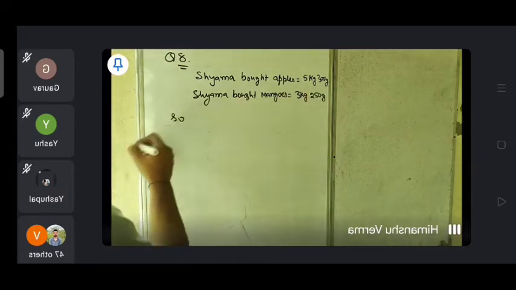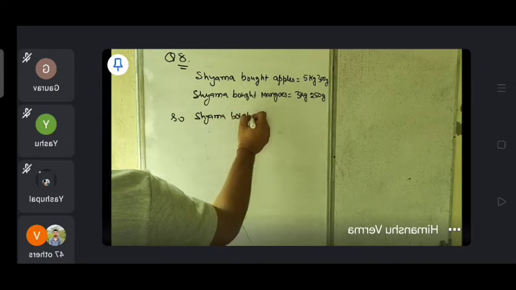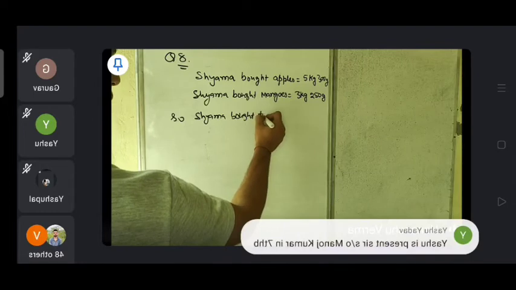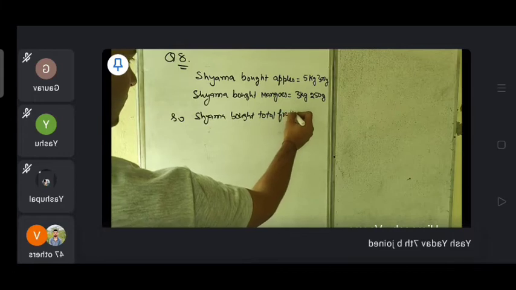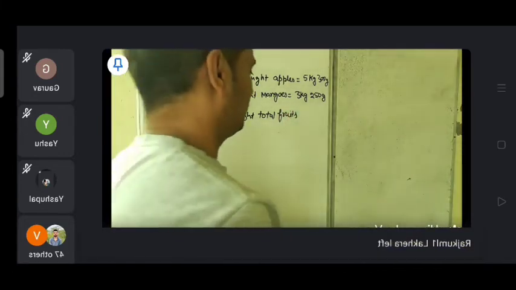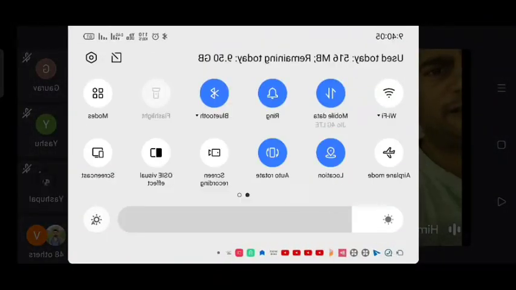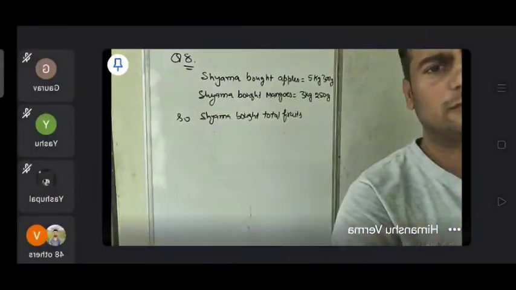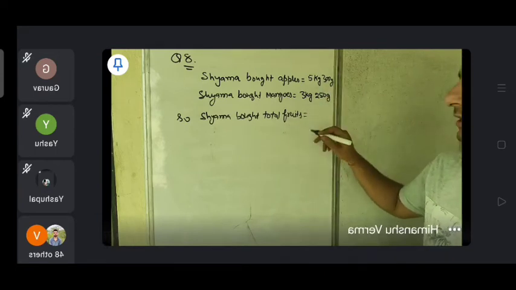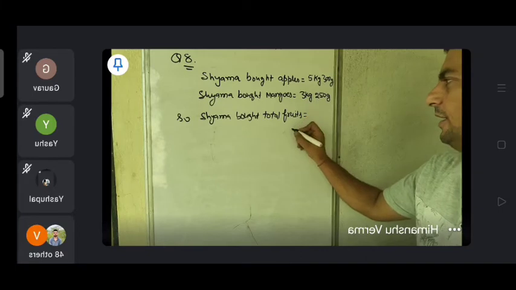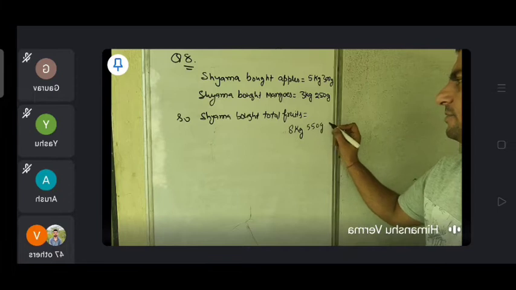So Shama bought total fruits. So Shama bought total fruits by how much? Now you can say Shama total कितना fruits purchase करेंगी? Shama bought total fruits is equal to, we have to add them. Now 5 kg plus 3 kg, 8 kg and 550 grams. Okay, so it is easy to add.